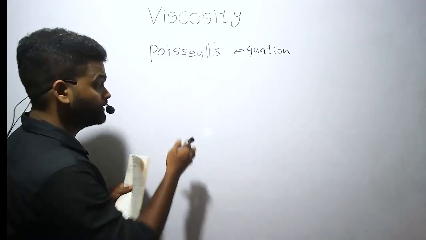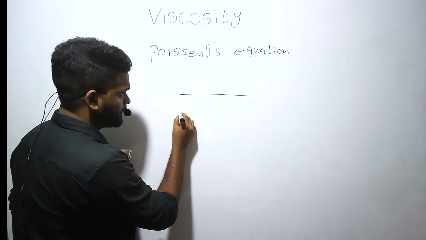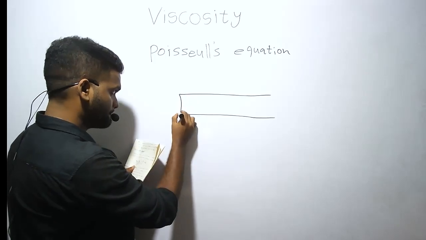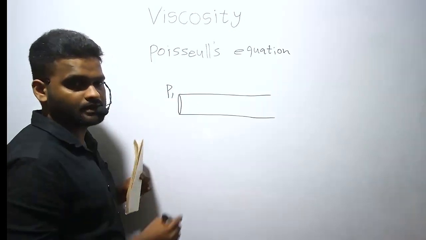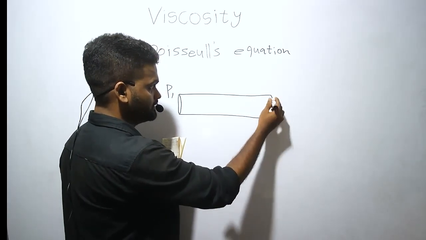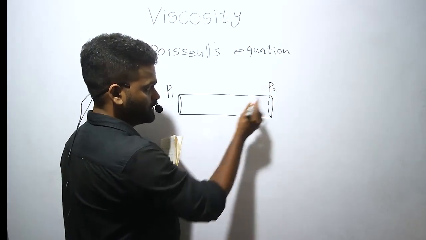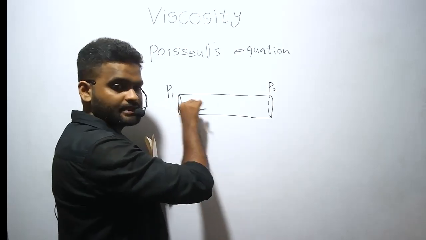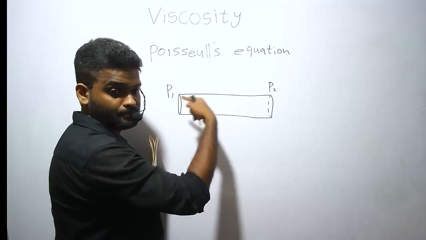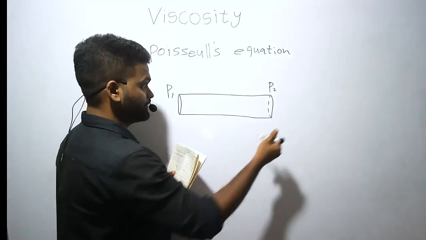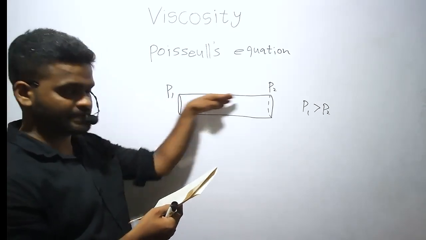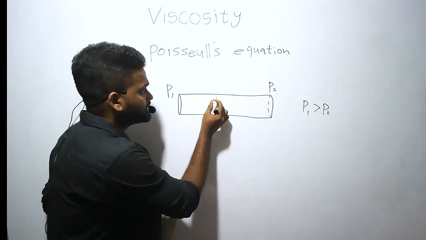Let's say this is the pipe. Horizontal, right? Here you have the pressure P1. At this end, there's a pressure P1. And another end, P2. In order to flow a viscous liquid, you must have a pressure difference, right? So let's say this P1 is larger. So the liquid is pushed to this side.